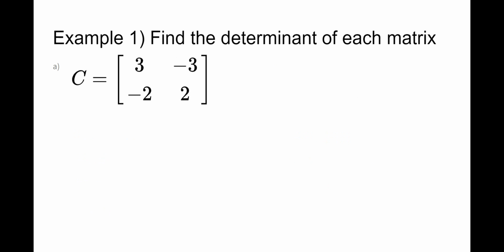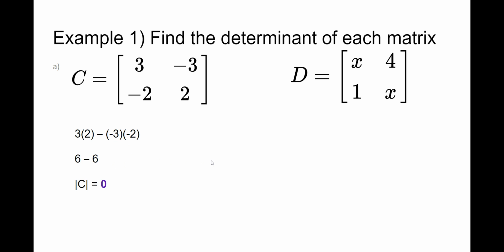For C, matrix C has a first row of 3, -3, a second row of -2, 2. 3 times 2 from our first diagonal, minus -3 times -2 from our second diagonal. 3 times 2 is 6. -3 times -2 is also 6, and 6 minus 6 means the determinant of matrix C is 0.